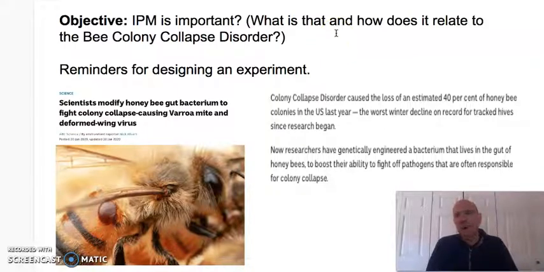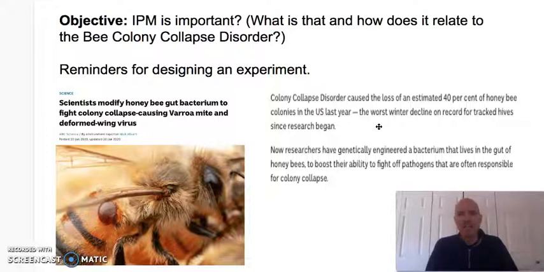In past years, I'm always trying to get strategic about what the FRQs are going to be about. And I always think it's going to be this, and it hasn't been. Maybe this is the year. Especially since, I don't know if you can see the date there, it's 2020 January. Colony collapse disorder caused the loss of an estimated 40% of honeybee colonies in the U.S. last year, the worst winter decline on record for tracked hives since research began.